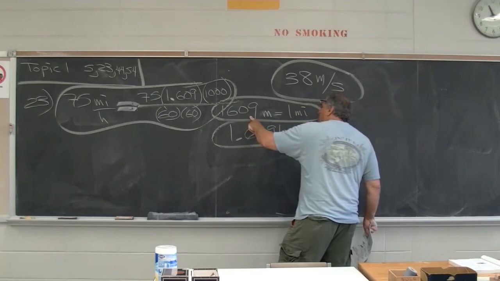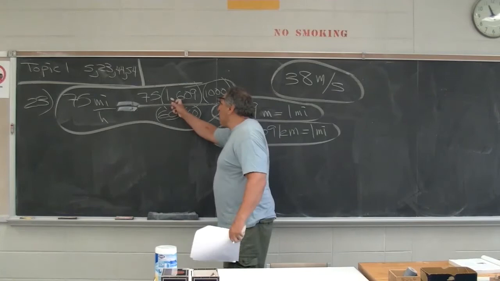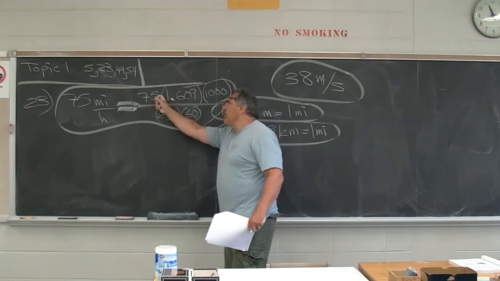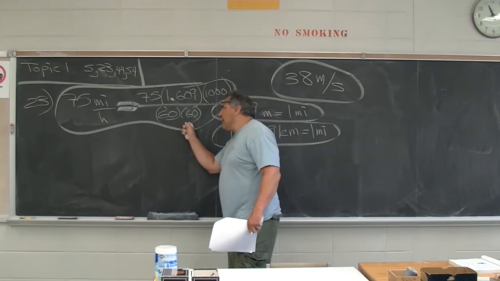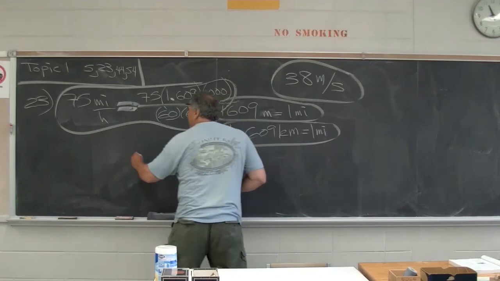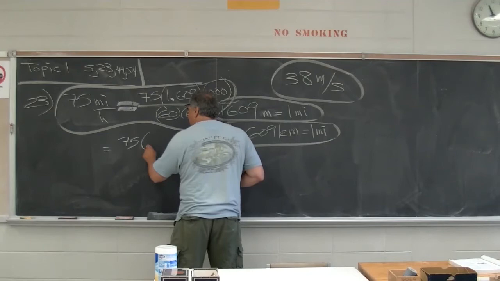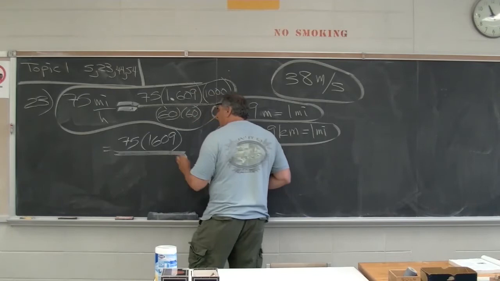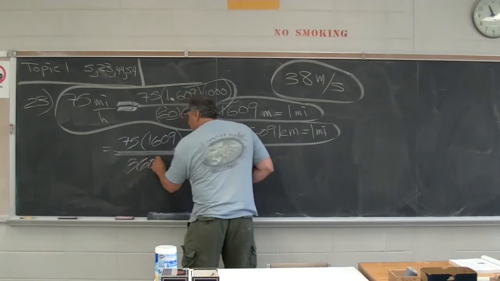So basically, every single mile is 1.609 kilometers. Every kilometer is 1,000 meters. This is the total number of meters traveled in this number of seconds. So at the end of the day, the way it's coming out is 75 miles, each one is 1,609 meters, and you're going to divide it by 3,600 seconds.